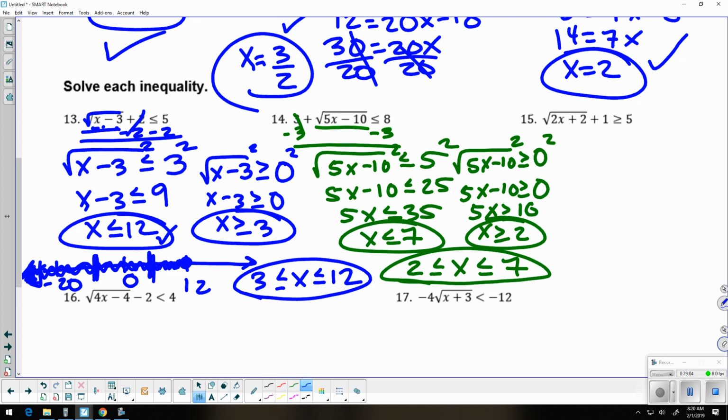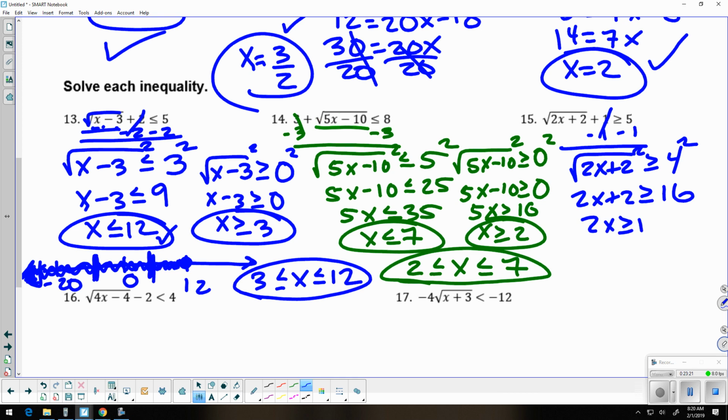Now for the next one. So first thing again, isolate the radical, move the 1. So we have the square root of 2x plus 2, this would be 4. Squaring both sides, 2x plus 2 is now 16, and then subtracting 2 is 14. Dividing by 2, we get 7. In this case, we don't have to worry about doing that second part. Reason why? Because it's greater.